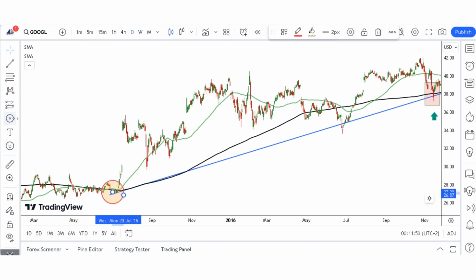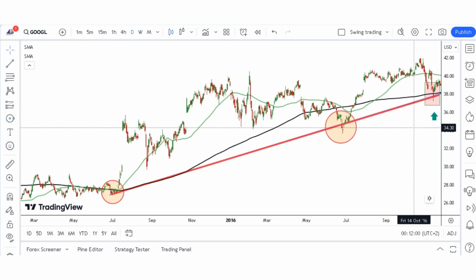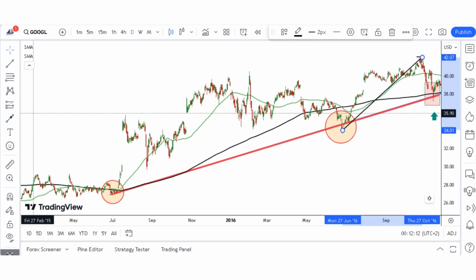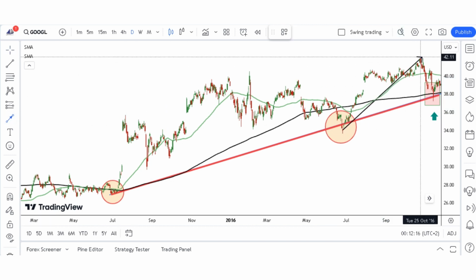As we can see here, we have two touches, so we decided to draw a trend line. After we drew the trend line, we can later see that the price retraced back to the 200-day SMA, and it's also converging with the trend line.